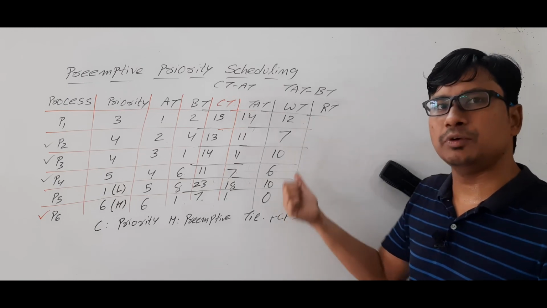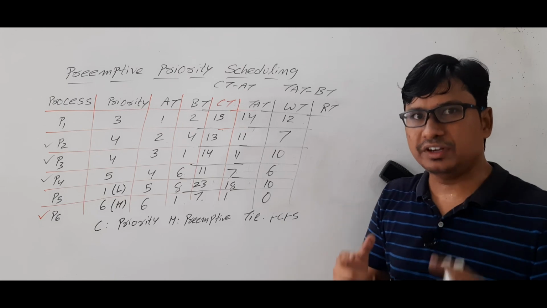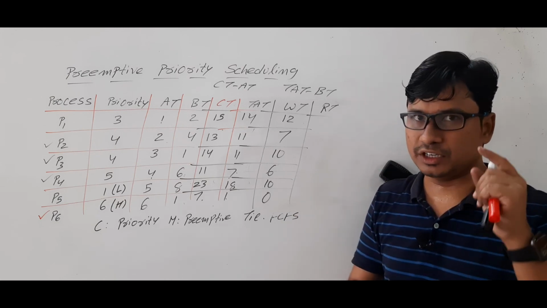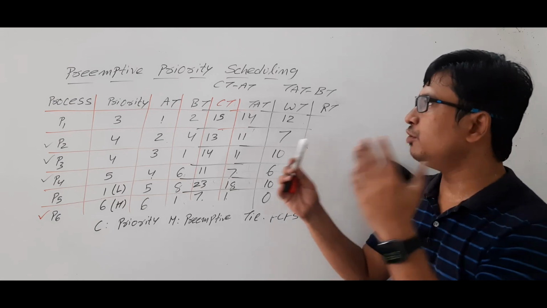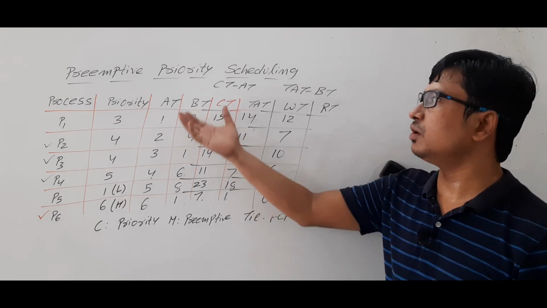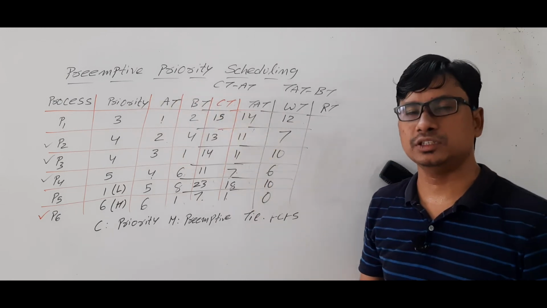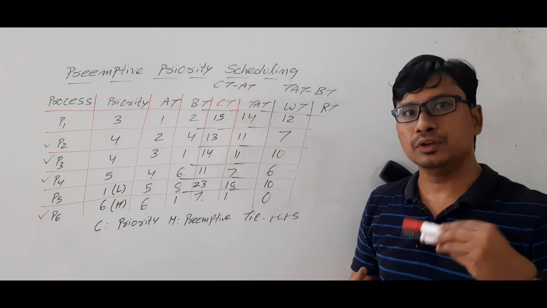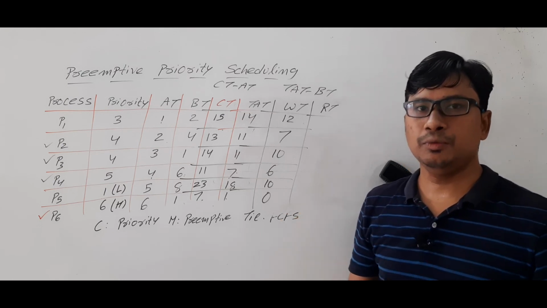Compute the response time of all the processes and write it in the comment section. Whether it is right or wrong, I will look at it. If it is wrong, I will correct you. If it is right, I will appreciate you. I hope you have understood how I solved this example with respect to the preemptive priority based scheduling algorithm. As compared to non-preemptive, preemptive will always be a little bit more complex. I hope it is clear for you.